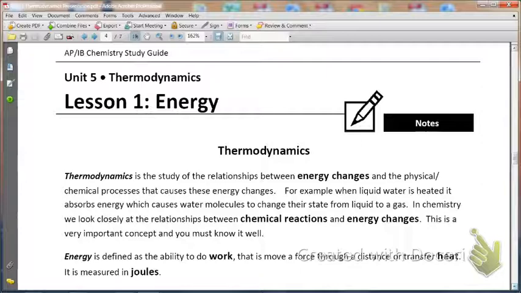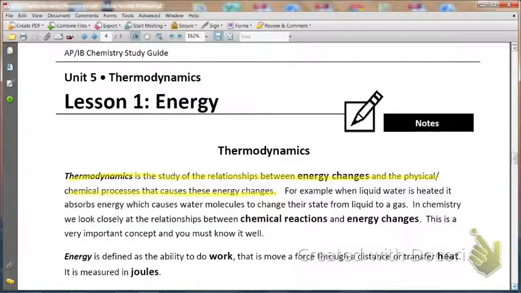Well, thermodynamics is the study of relationships between energy changes and the physical and chemical processes that cause these energy changes. So you can think of we're looking at energy changes that are associated mainly with chemical reactions and the change in physical state of a substance. So thermodynamics in a nutshell deals with energy and the energy associated with chemical reactions and phase changes.